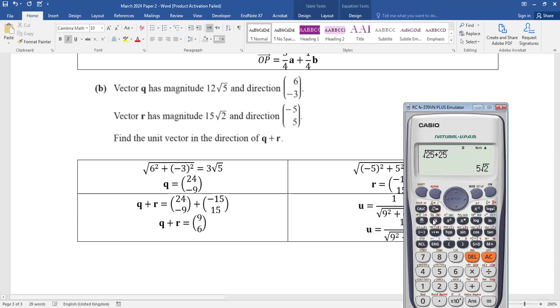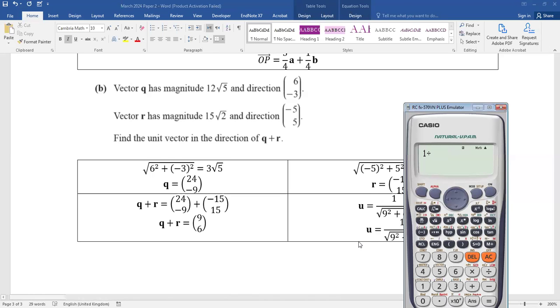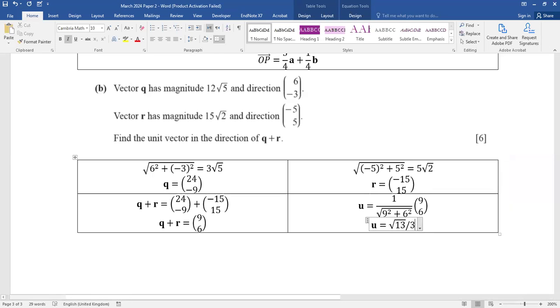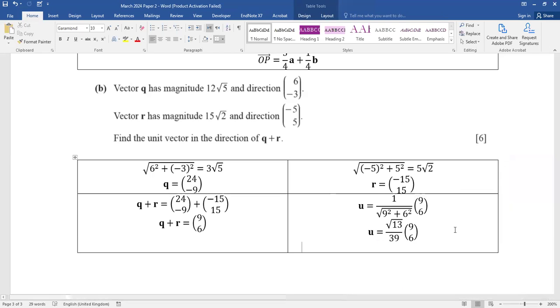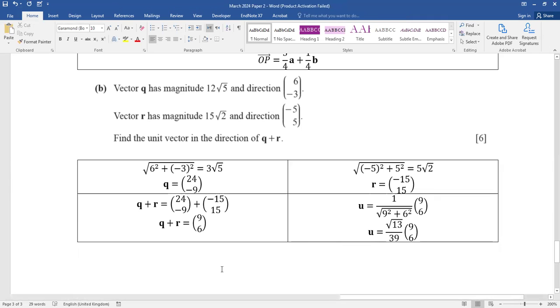Once we get the unit vector, under root of 81 plus 36, which is 3 under root 13, and 1 divided by the answer, under root 13 upon 39, that will eventually multiply by 9 and 6. So if this one is multiplied by 9, we can leave the answer like this as well. I believe this is fine. This is a unit vector in the direction of q plus r.